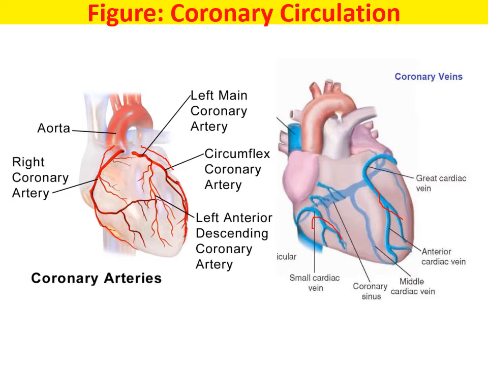The names of the different coronary arteries are mentioned here: left main coronary artery, right coronary artery, circumflex coronary artery, and left anterior descending coronary artery. And the coronary veins are the great cardiac vein, anterior cardiac vein, middle cardiac vein, coronary sinus, and small cardiac vein. All of you might have heard about heart attacks or myocardial infarctions.